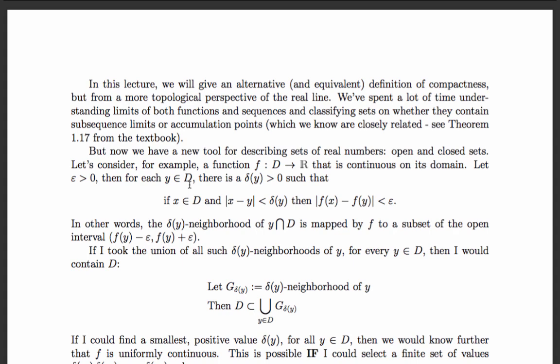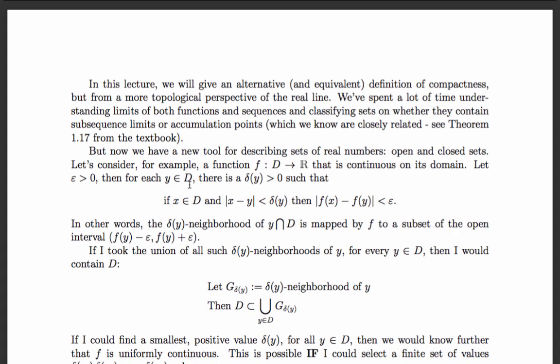So in the last lecture we defined what compact means and then we proved that it's equivalent to the set being closed and bounded. Today, however, we're going to define what compact means and then prove that it's equivalent to closed and bounded. Okay, I promise this is not a rerun. In this lecture, we're actually going to give an alternative but equivalent definition of compactness, this time from a more topological perspective.